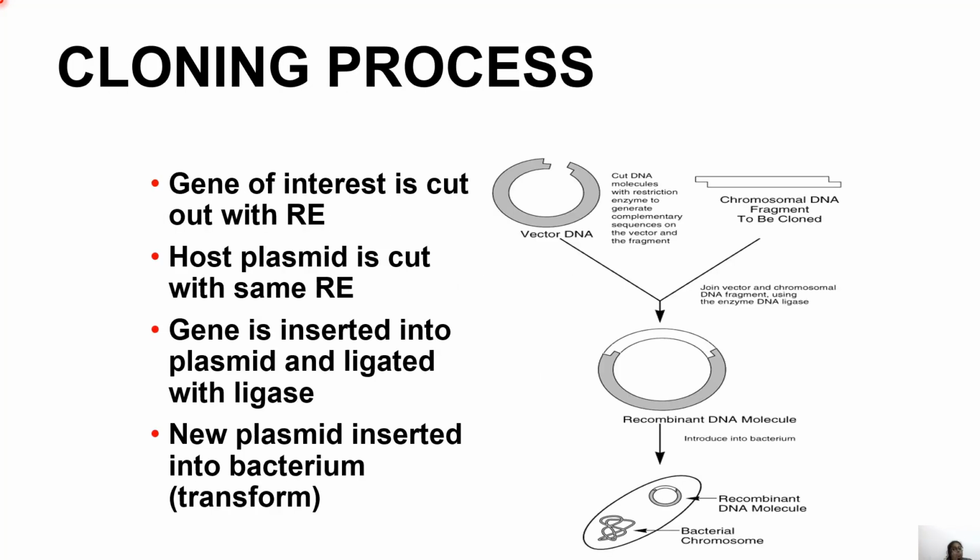Okay, so cloning process means the gene of interest is cut out with restriction endonuclease. The host plasmid is cut with the same restriction enzyme, and the gene is inserted into the plasmid and ligated with ligase. Now the new plasmid is inserted into the bacterium, that is, transformation is carried out.